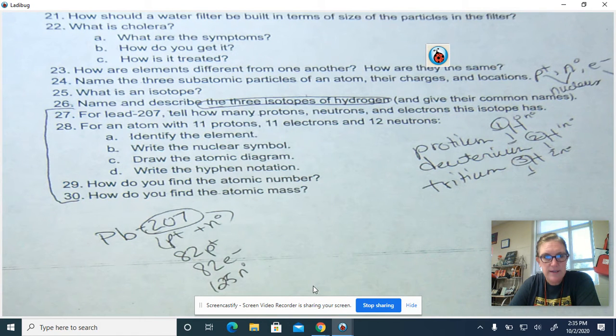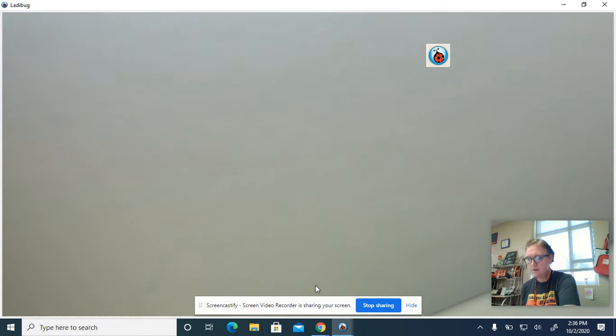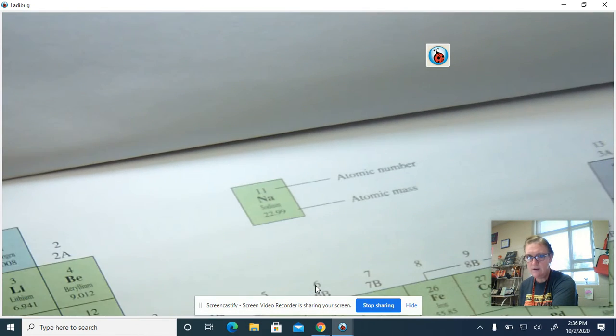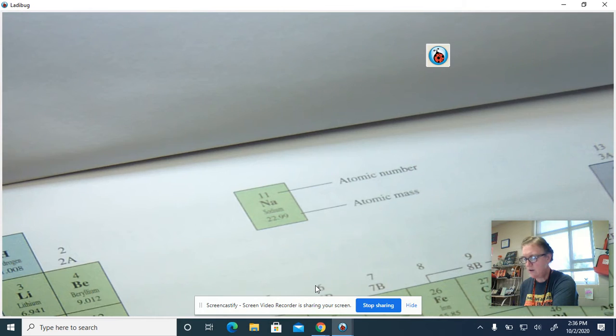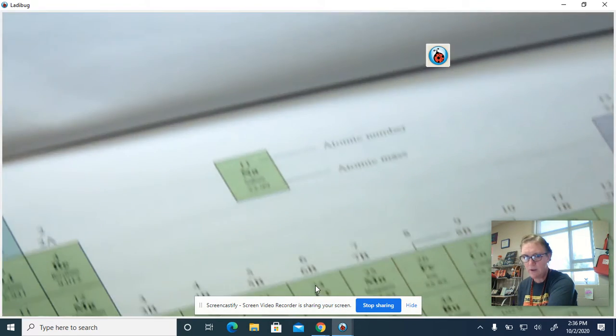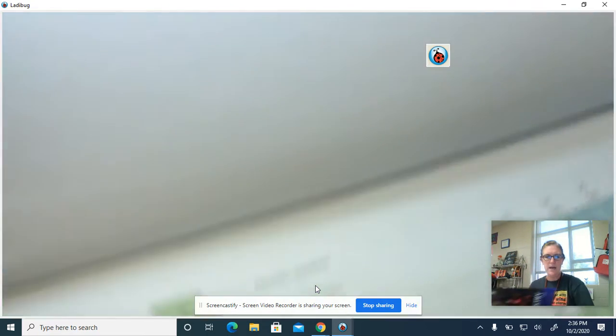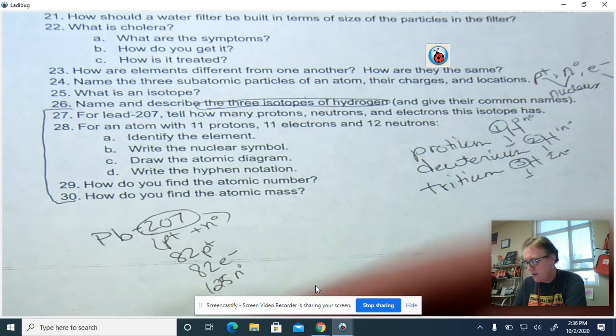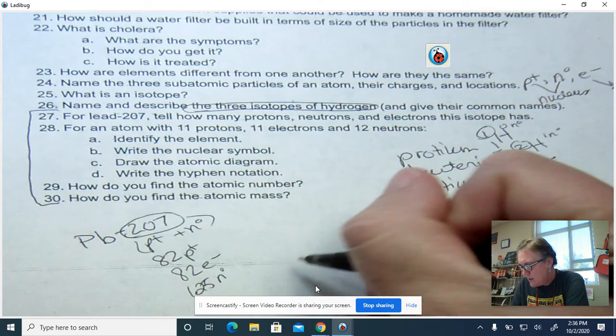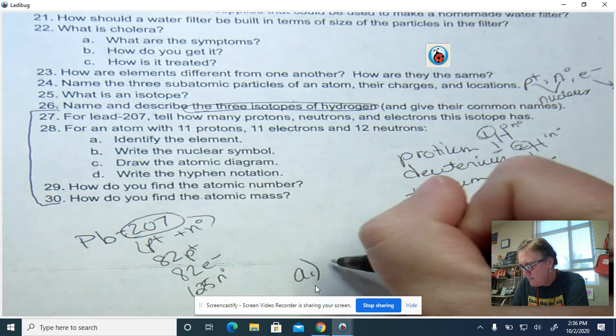And then the next question says, number 28, for an atom with 11 protons, 11 electrons, 12 neutrons, identify the element. Again, if you know proton number, you're just going to look at your periodic table. So you find number 11. Oops. Find number 11, and it happens to be right there in the corner, or as an example, number 11 is way over here on this side of the chart. So number 11 is sodium, Na. So with 11 protons, we're talking about sodium.